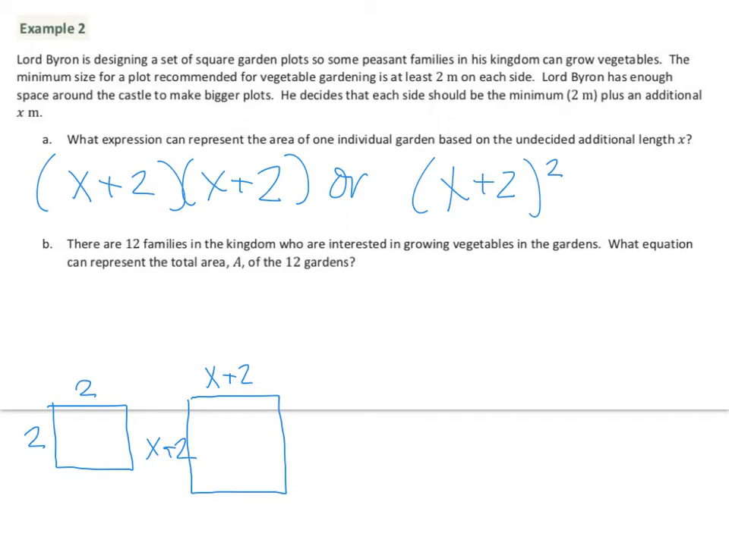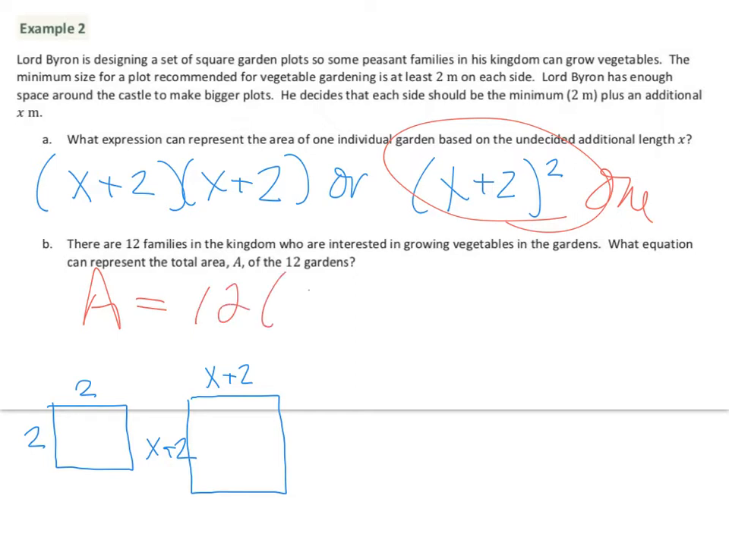All right, there are 12 families in the kingdom who are interested in growing vegetables in the gardens. What equation can represent the total area, A, of the 12 gardens? So now we have A, and this is just one garden, but I need 12, and that is just what I'm going to do right there. Multiply the area times 12.